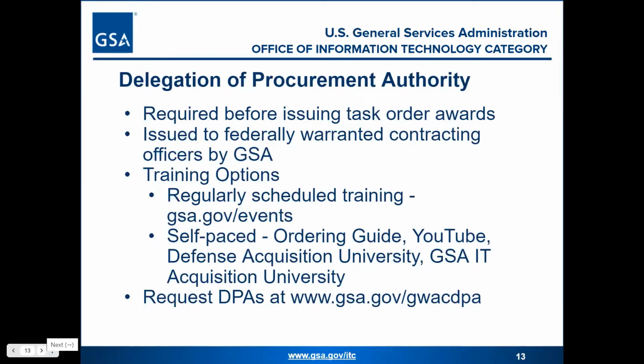We also realize that not all acquisition professionals, especially this time of the year, have the capacity to sit through a 45-minute training provided by us. And so we've given them some self-paced choices. The number one choice that you'll see is the ordering guide, which is written by contracting officers for contracting officers. They can review the ordering guide, and if they feel comfortable with the terms and conditions and everything it says, they can request their DPA.